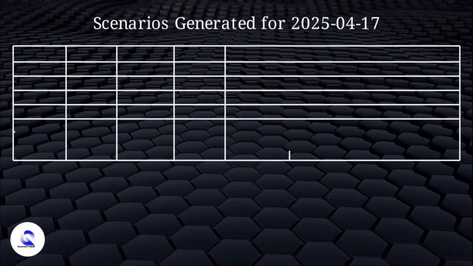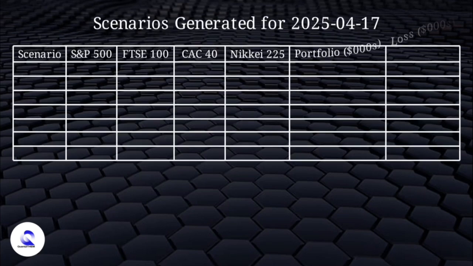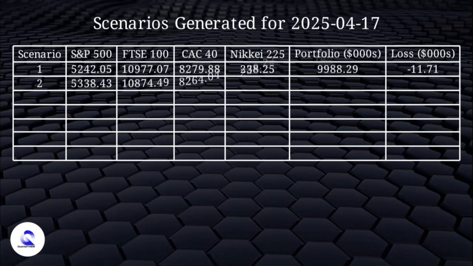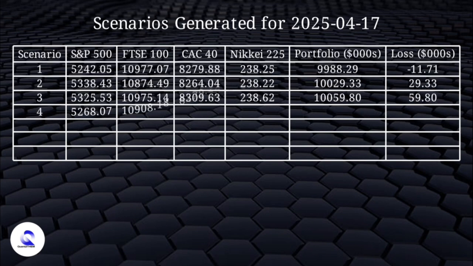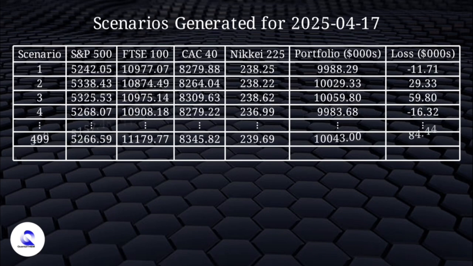After collecting historical data, we now generate 500 hypothetical scenarios for how the portfolio might evolve on April 17, 2025, based on past market movement. Each row in this table represents a different scenario with simulated index levels for S&P, FTSE, CAC, and Nikkei, as well as the resulting portfolio value and the corresponding loss. Let's walk through the first scenario as an example.